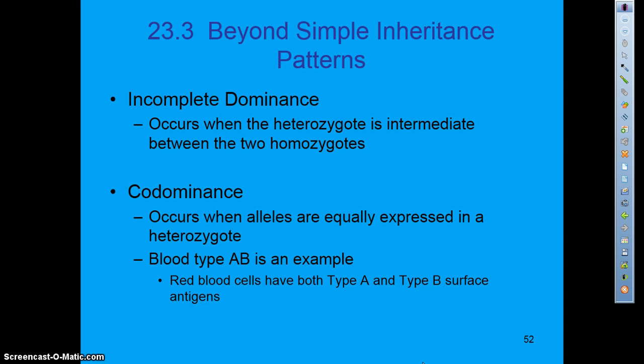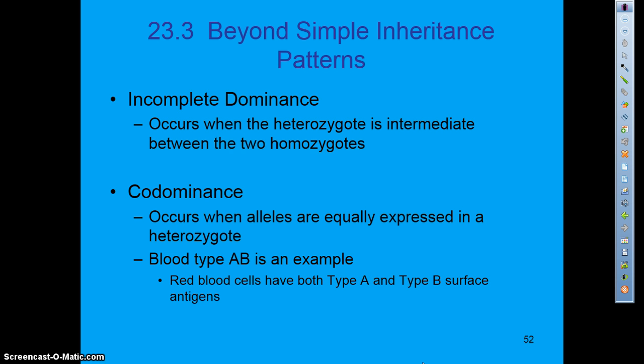Incomplete dominance is when you have a heterozygote that shows a blending between two homozygous colors. So for example, if we have a white flower and a purple flower, and they're both homozygous, we end up with a pink flower, a blended color for the heterozygote.